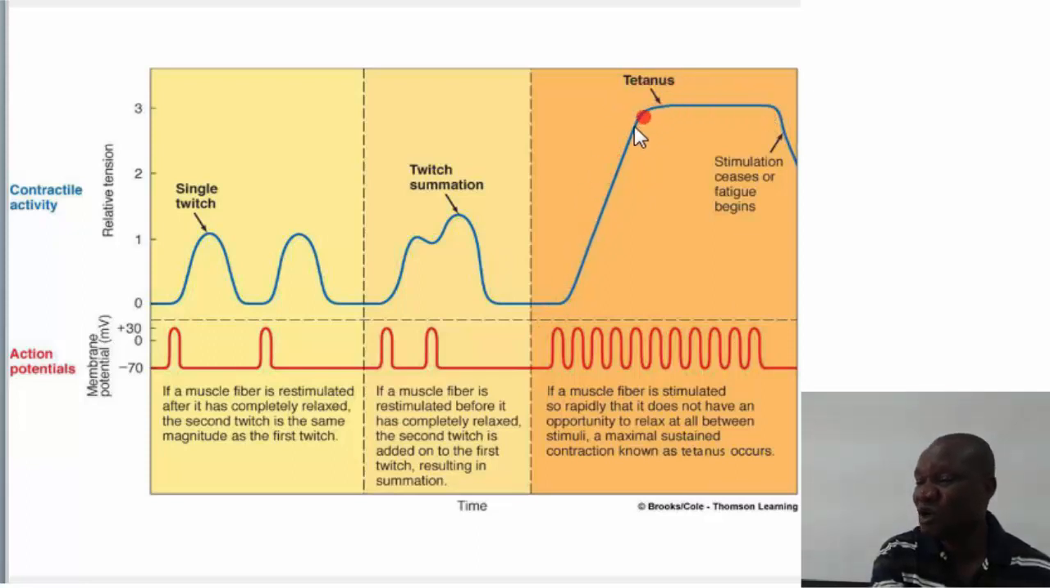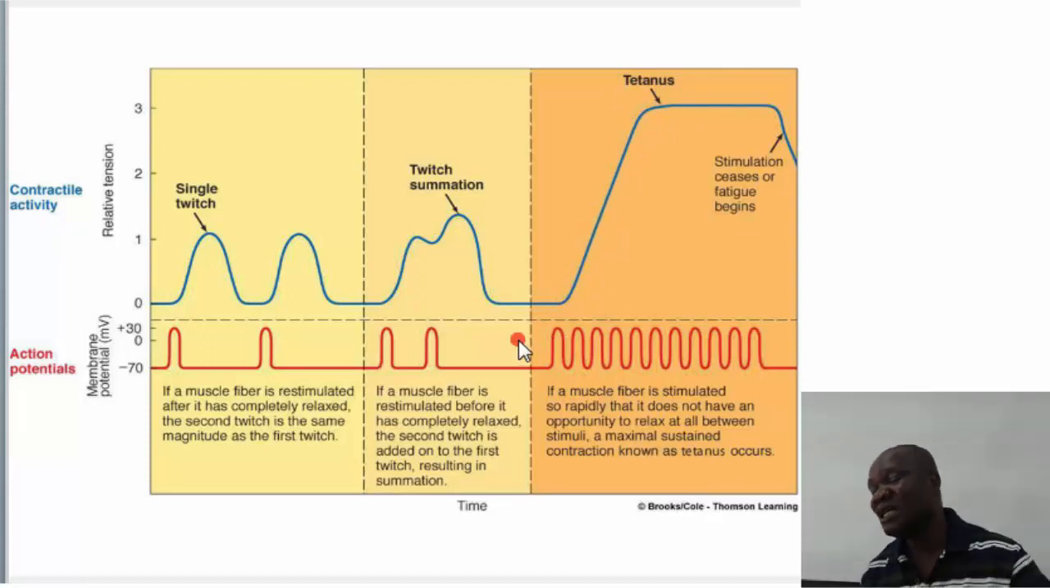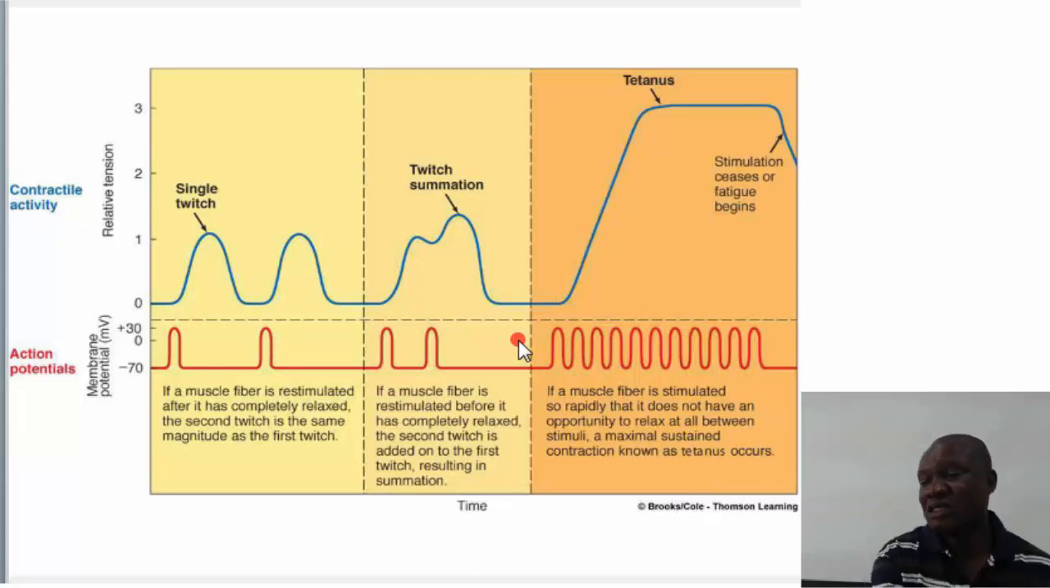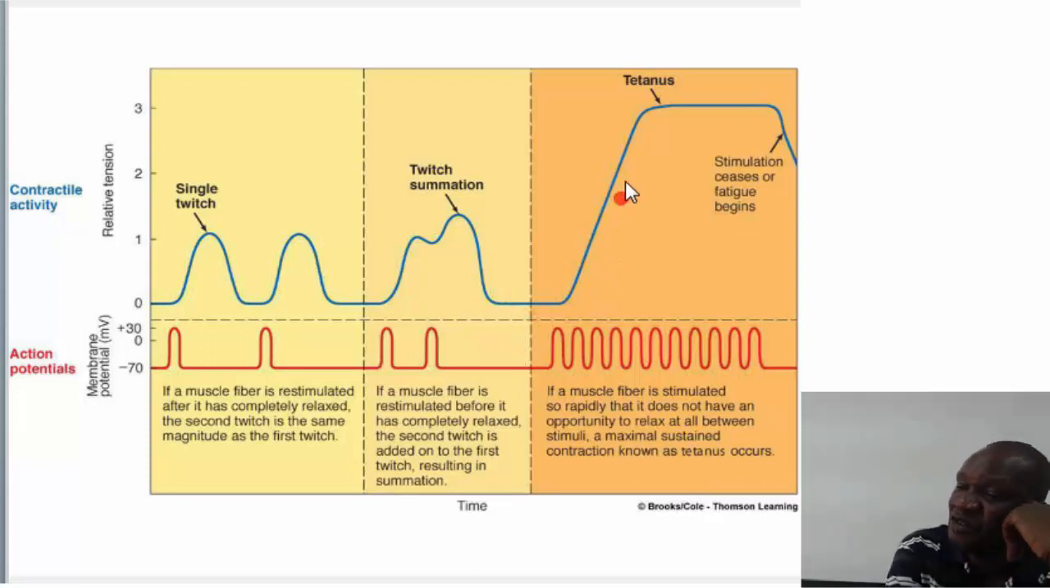Now, this response, where the muscle is stimulated frequently without relaxation, is called a tetanus. So this here is a tetanus. Now we don't even see the individual responses. It's so smooth. All the responses are fused together because the frequency of stimulation increased.